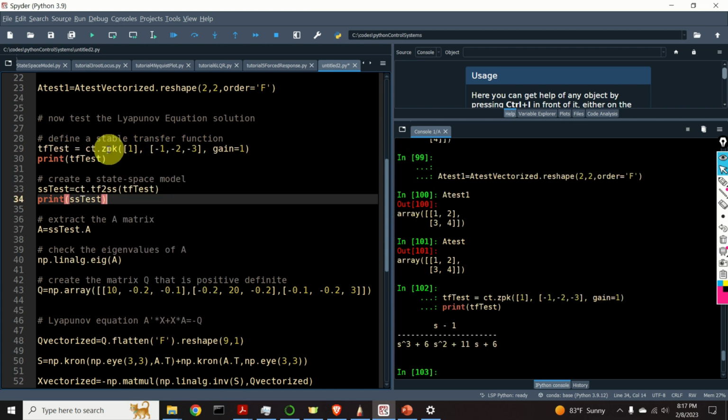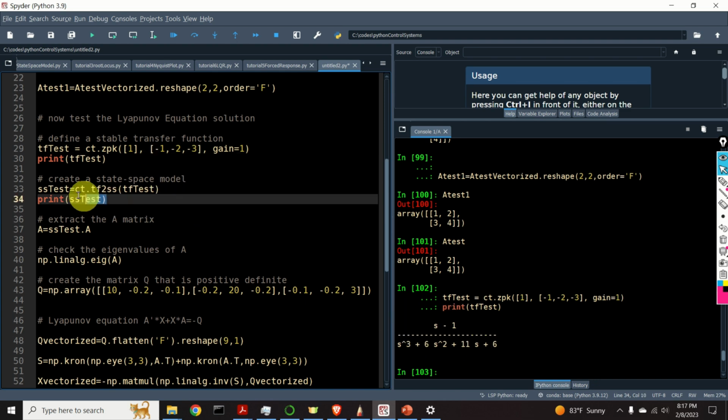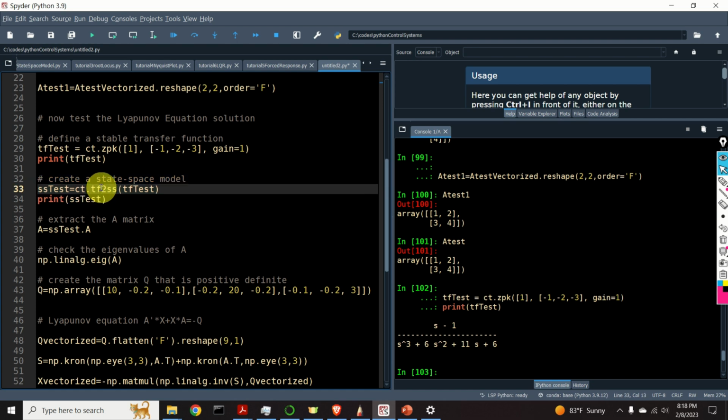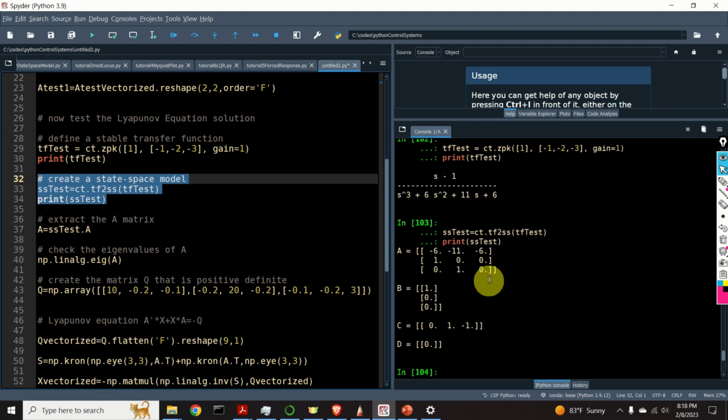I'm using this control systems library function zpk. I specify the zeros, the zero will be at 1, and I specify the poles of my transfer function. And as the result, I obtain this transfer function. Next, I want to create a state space model out of the transfer function. Consequently, I'm calling this conversion function tf2ss, and I'm printing out my state space model.